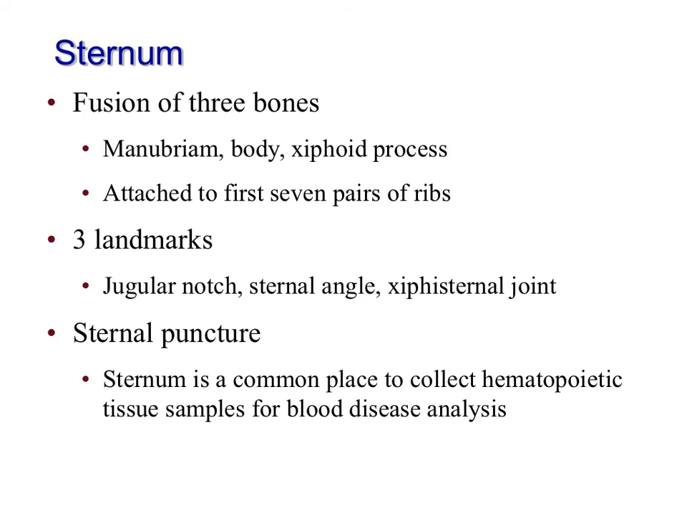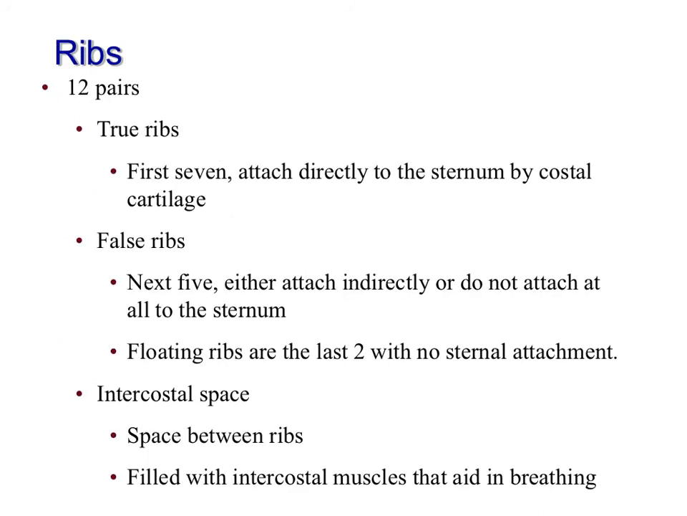Ugh. Okay, so your ribs, 12 pairs. The true ribs are the first 7, and they attach directly. False ribs are the next 5. All of the floating ribs are included in that. They either attach indirectly, or in the case of the floating ribs, they don't attach at all. Intercostal space is the space between the ribs, and it's filled with muscles.